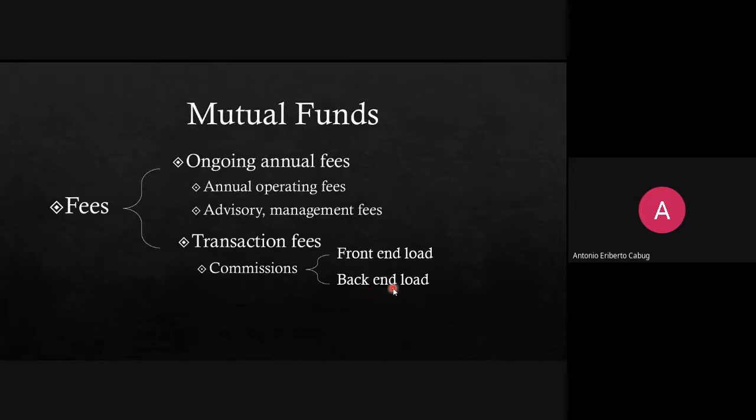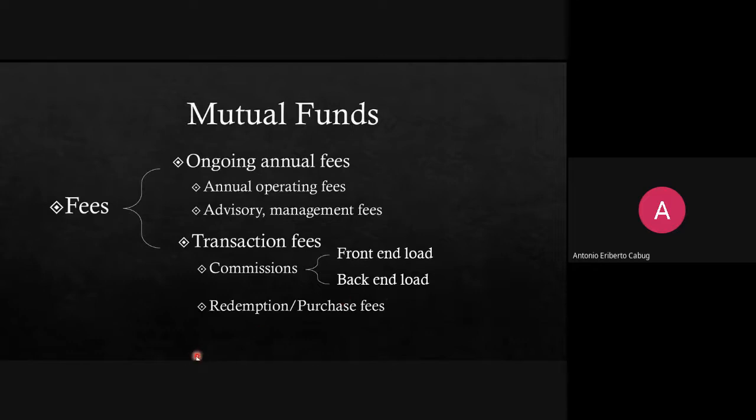Front-end load happens during the time when the investor purchases the mutual fund stock. If it will be paid as a result of the investor being able to redeem back the money, that's a back-end load.